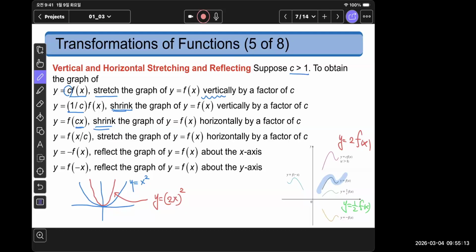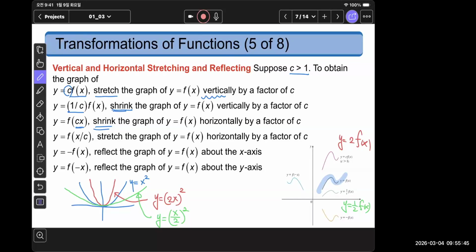If you have y equals f of x over c, when c is greater than 1, you need to stretch the graph horizontally by a factor of c. So for example, if I want to draw the graph of, say, x over 2 squared, then you need to stretch the graph by a factor of 2.